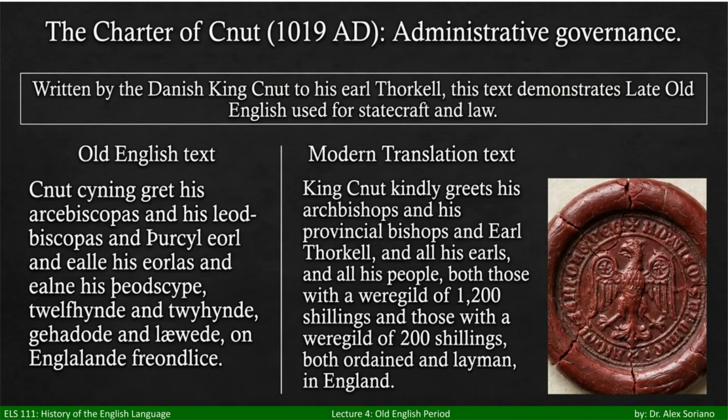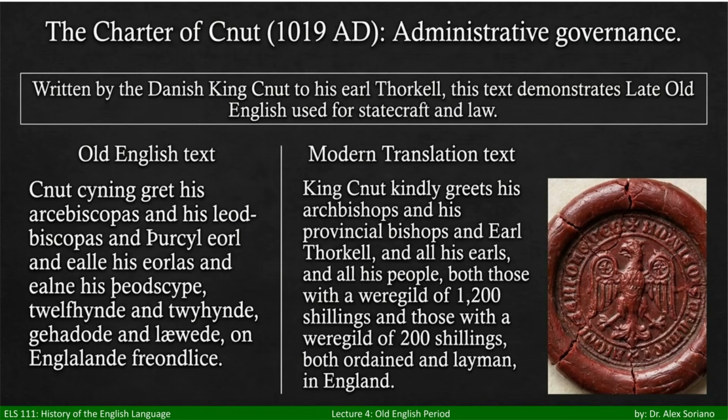Our final artifact moves us out of religion and poetry into law and government, the Charter of Knut, dated 1019 AD. This document was written by the Danish king Knut, mentioned earlier on our Latin and Old Norse comparison slide, addressed to his Earl Thorkel. It shows late Old English being used for statecraft, the practical administrative business of running a kingdom.